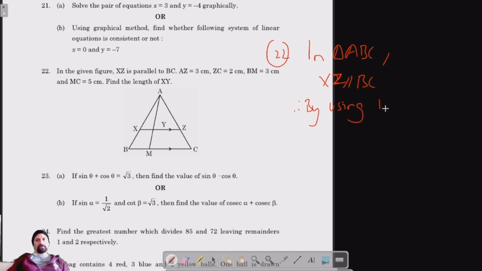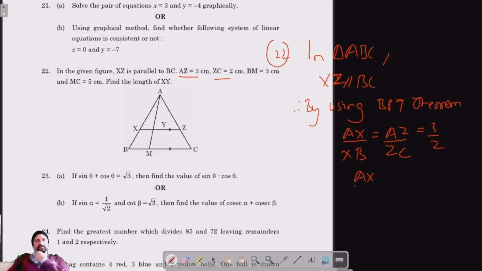by using the BPT theorem, we get AX upon XB is equal to AZ upon ZC. Now AZ is given, which is 3, and ZC is given, which is 2. So AX upon XB is equal to 3 by 2. So this is 3 and this is 2, and this whole length is 5. That is AB is equal to 5.